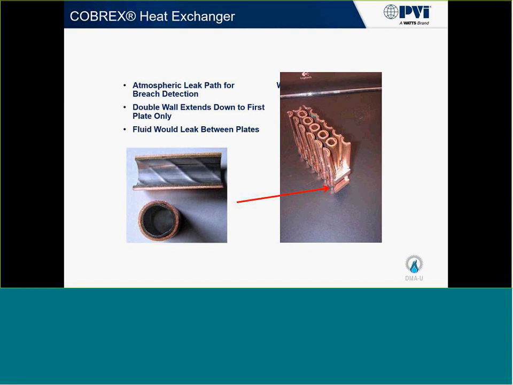So we do have a double wall design. The double wall extends down just to the first plate. So after the first plate, it's a single wall. If there's a breach in that outside wall, it'll accumulate in that interstice between the two plates, and there's actually an atmospheric port on the side of the heat exchanger that would give you a visual indication that something's wrong with that heat exchanger. So that's a really nice thing for especially facility maintenance guys to have because it gives them a heads up that something's wrong, and they'll be able to plan accordingly to get that fixed.